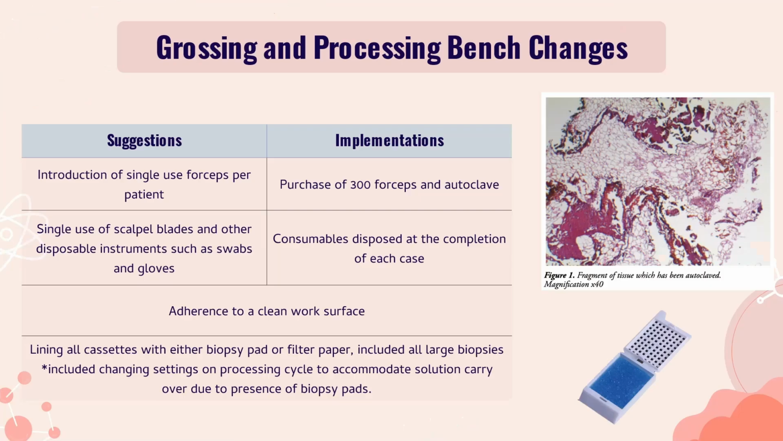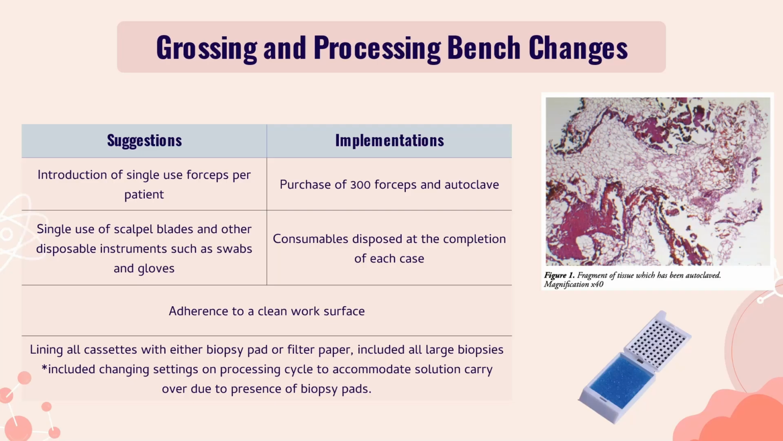Here are the implemented changes at the grossing and processing station. The team purchased a large number of forceps and an autoclave machine, and the photo on the right shows an example of a tissue fragment that was autoclaved, showing no viable tissue present. They also committed to disposing consumables at the completion of each case. Additionally, they emphasized a clean work surface in the lab at all times and mandated lining of all cassettes with biopsy pads or filter papers.